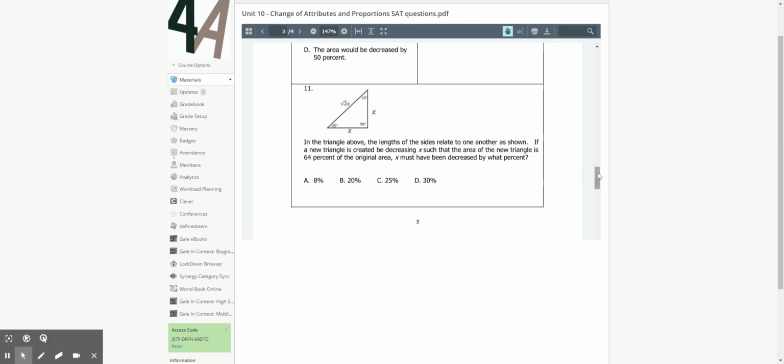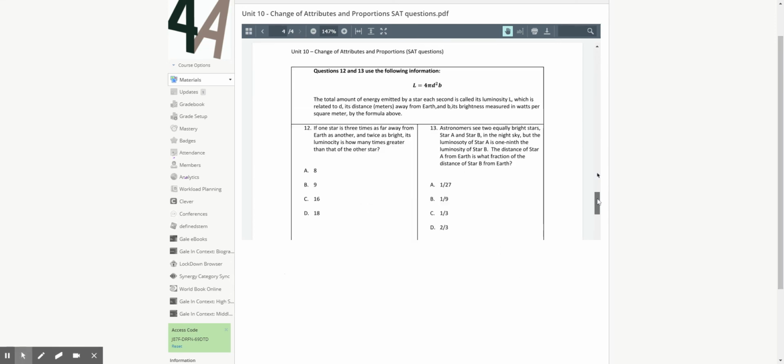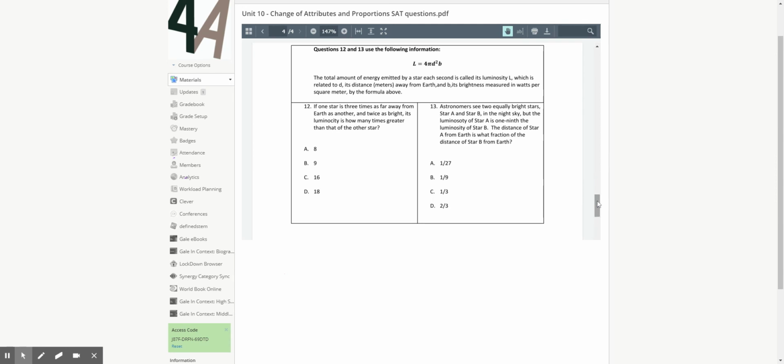Last two questions, I think, and I think they use the same crazy formula. All right. So this formula means absolutely nothing to anybody except a physicist. The amount of total energy emitted by a star is called its luminosity. So that's L, which is related to D, the distance away from the Earth, and B, its brightness, as measured in watts per square meter.